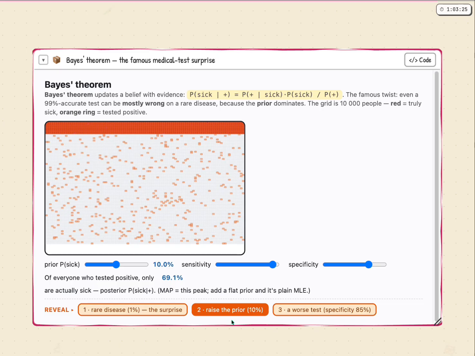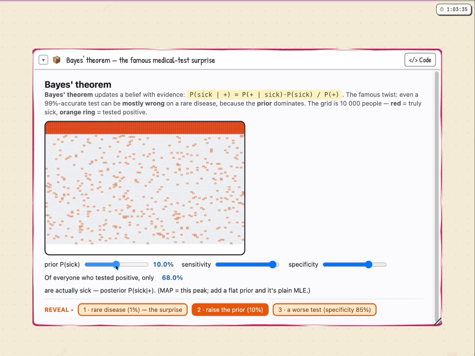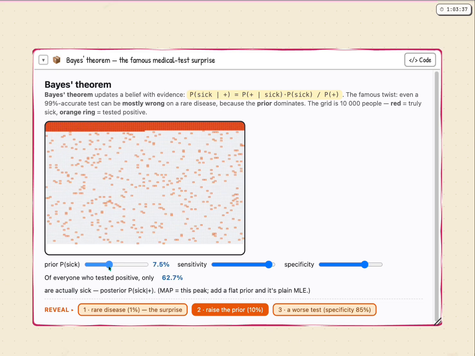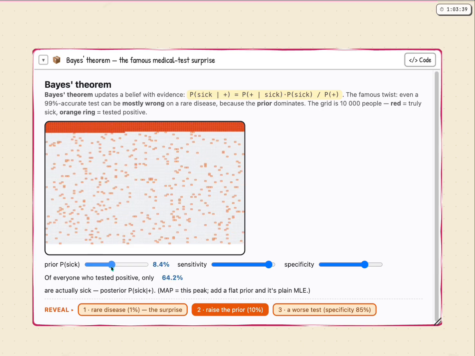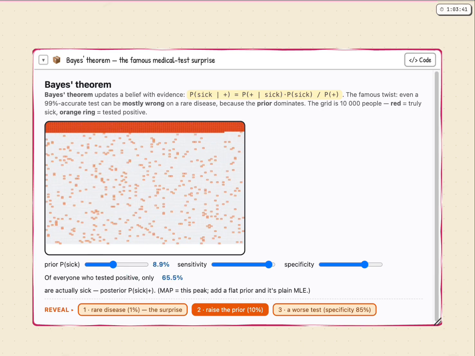Watch what happens when I raise the prior, making the disease more common. Now, a positive result means much more. The evidence is the same. The conclusion changes completely based on the prior. This is Bayesian thinking, and it's everywhere in machine learning, spam filters, medical AI, every system that combines prior knowledge with new evidence. Never trust a test result without asking how rare the thing it's testing for actually is.